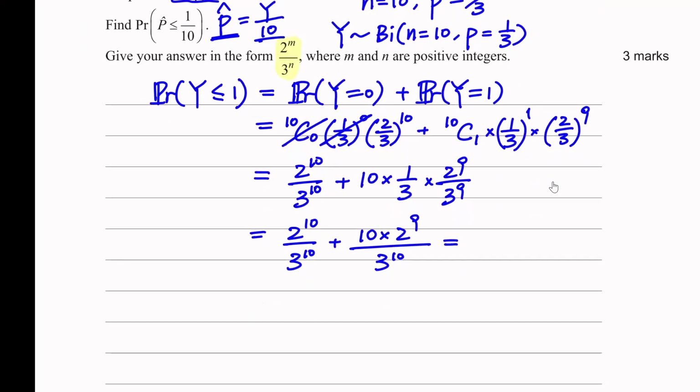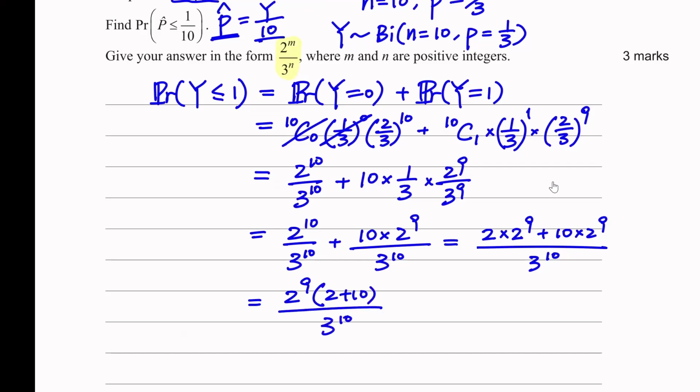simplify the two terms. So I'll write 2 to the power 10 like 2 times 2 to the power of 9 plus 10 times 2 to the power of 9. And we can get a common factor divided by 3 to the power 10. And you take out 2 to the power 9. 2 plus 10, that's 12, divided by 3 to the power 10. And you get 2 to the power 9 times 12, divided by 3 to the power 10.